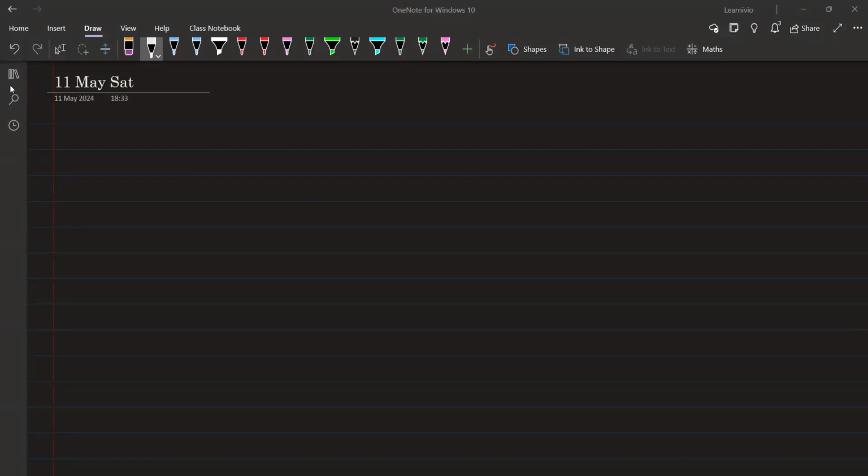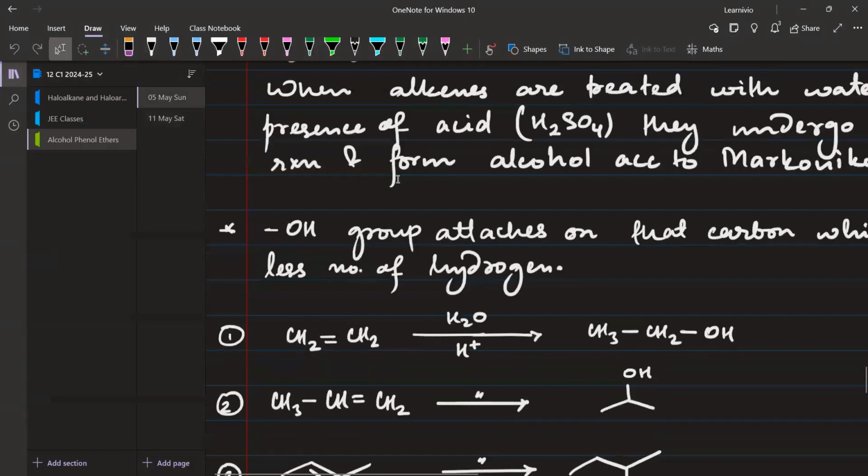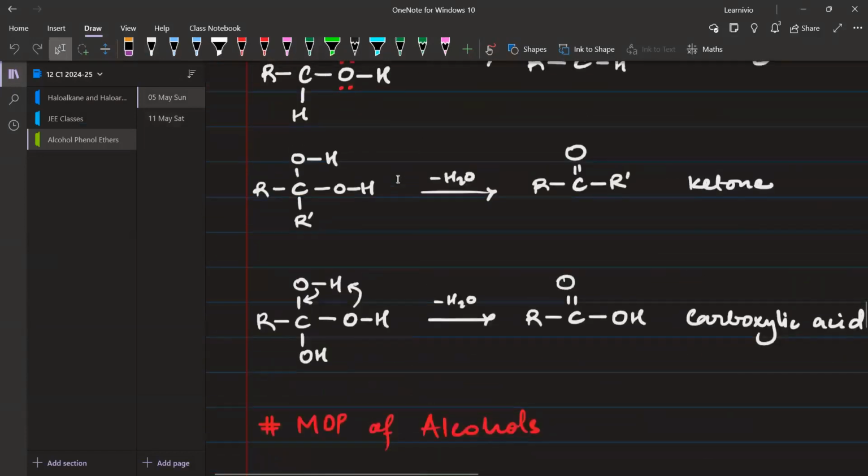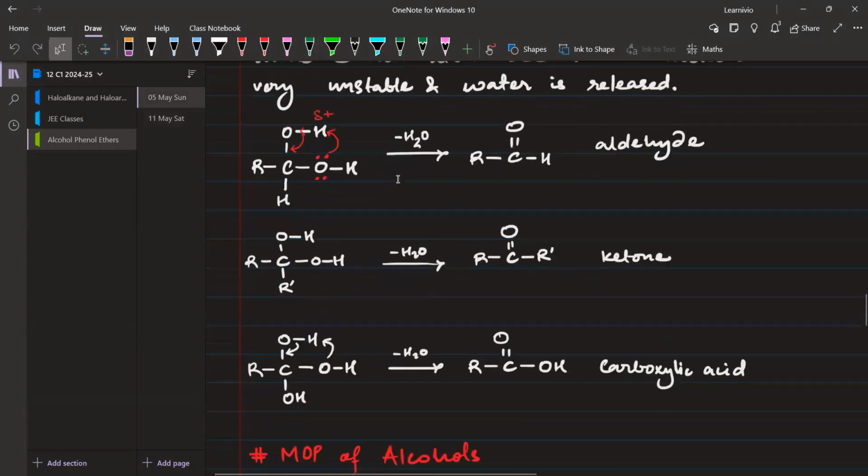We did till gem diols, right? When you have two OH groups, more than one OH group on the same carbon atom, right? We did till here.